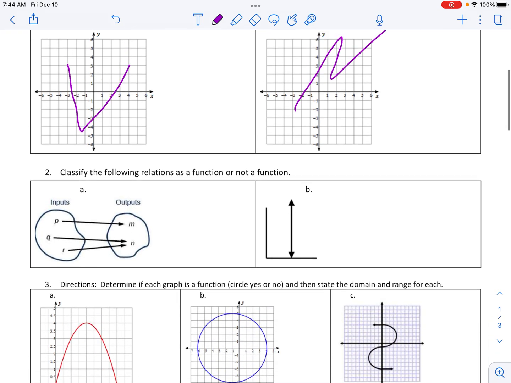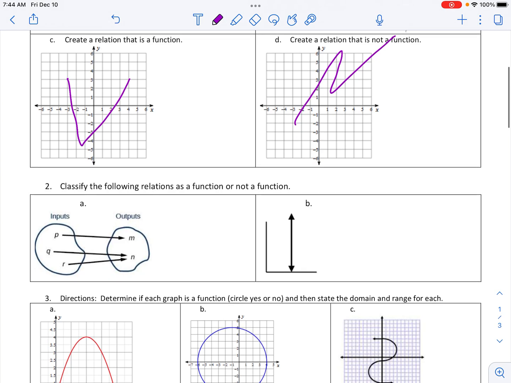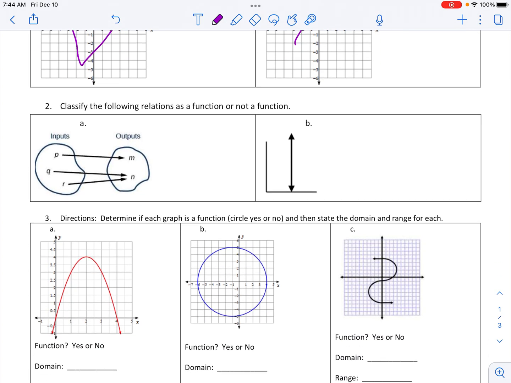Now, number 2, A and B. Letter A looks very similar to a table, not quite, but we call this a mapping diagram. Same idea as before. P, Q, R, M, N are all different values, and this is considered to be a function. Now, how this would not be a function: let's say P was also going to N. Since P was also going to N and going to M, that would be considered not a function. But because we don't have that, that is then a function.